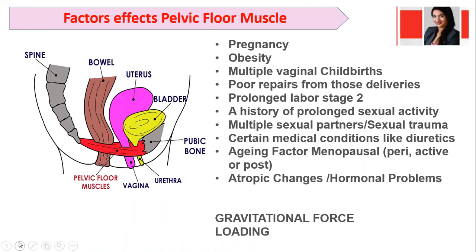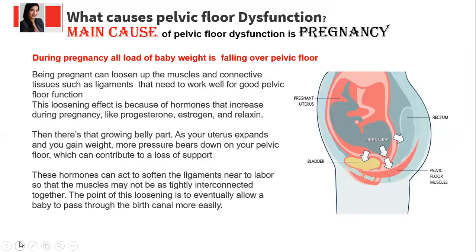But many factors can affect it: pregnancy, obesity, childbirth, poor repairs after delivery, prolonged labor stage 2, prolonged history of sexual activities, multiple sexual partners, sexual trauma, some medications, age-related changes, menopausal changes, hormonal problems, and anything putting load from the top, any weight putting load over the top, or intra-abdominal pressure, Valsalva. And from downward, gravity can always keep pulling it down. So it is very, very important that we should have a good pelvic floor.